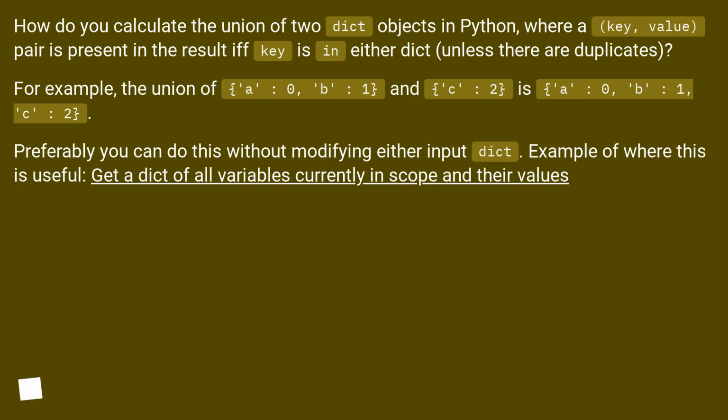For example, the union of {a: 0, b: 1} and {c: 2} is {a: 0, b: 1, c: 2}. Preferably you can do this without modifying either input dict. Example of where this is useful: get a dict of all variables currently in scope and their values.